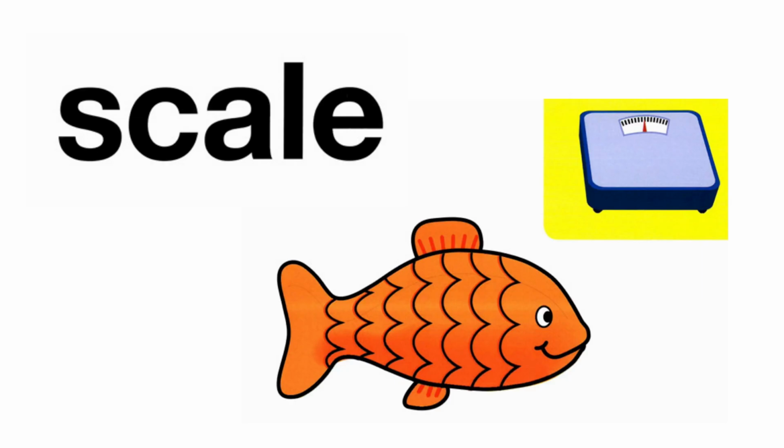Scale. Fish have scales. Scales are little hard, flat plates on their skin that protect them. Other animals, like snakes, have scales too. Let's look at the picture again and find the box in the corner. What do you see there? Yes, it is another kind of scale, the kind you use to weigh yourself.